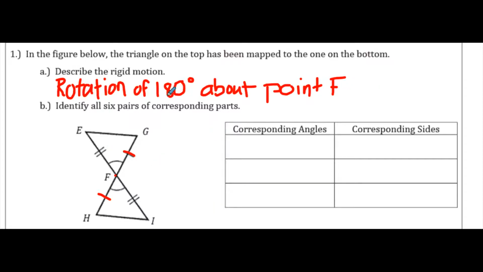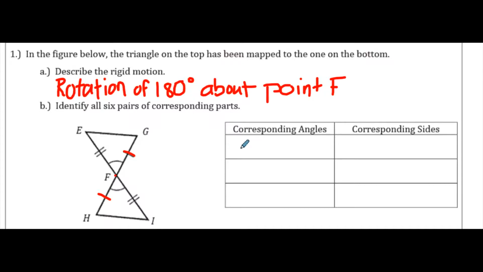All right, so we want to now identify all 6 pairs of corresponding parts. So this triangle, because there's a rigid motion, a rotation, that means that the top triangle is congruent to the bottom triangle. If we put them on top of each other, everything's going to match up. All the corresponding sides are going to be equal, and all the corresponding angles are going to be equal. But now, instead of saying equal, we can now say congruent.